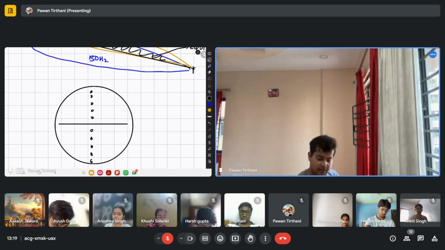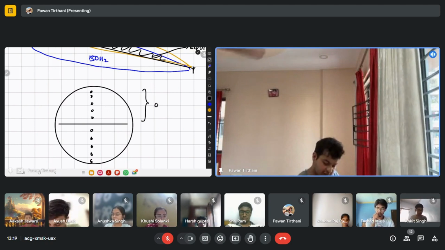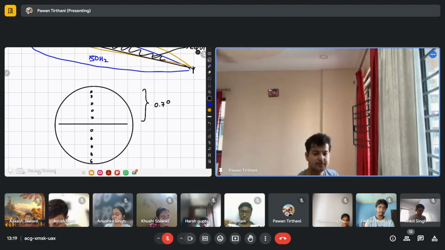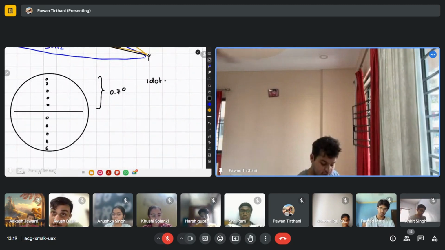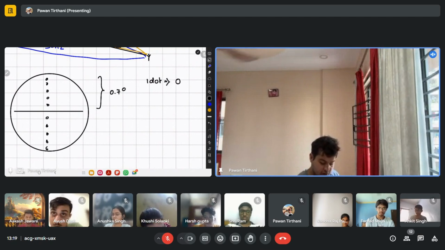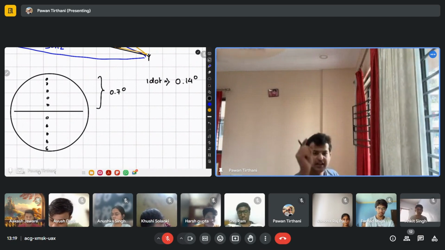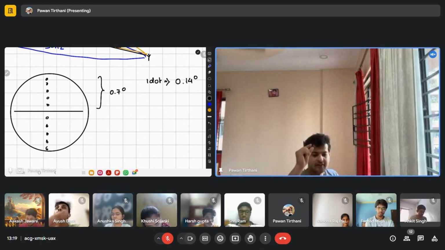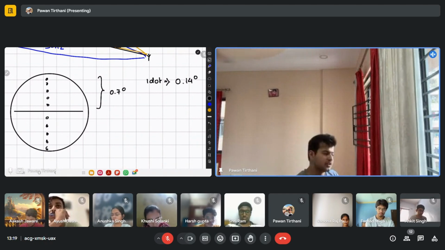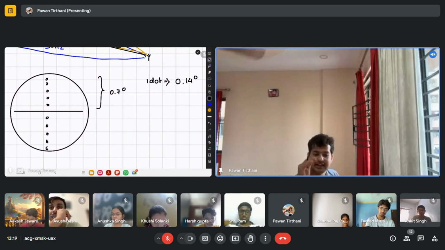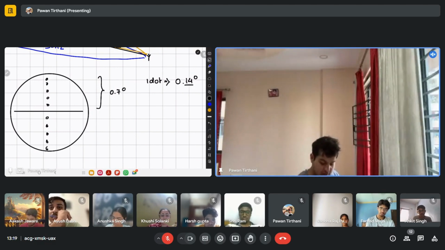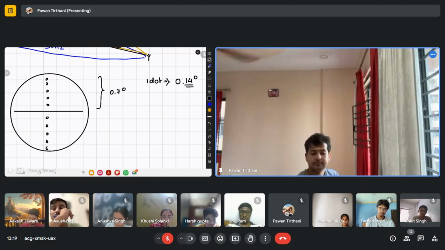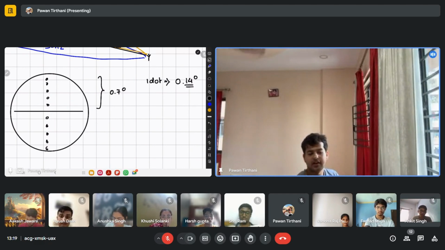यहाँ पर कितना है? Full scale deflection is 0.7 degrees. That means 1 dot is equal to 0.14 degrees. Such a small value. Imagine you can land at a runway where the indications that are shown to you are this accurate. They are accurate down to a 1/10 of a degree. That's how accurate your signals are.